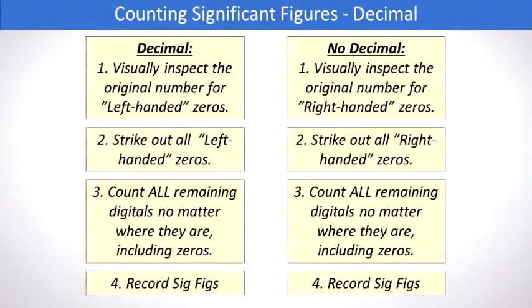Numbers with decimals are considered left-handed, which means we strike all the zeros on the left and count absolutely every other digit as significant. And those that have no decimal as right-handed zeros, and we count all of the digits remaining as significant figures.